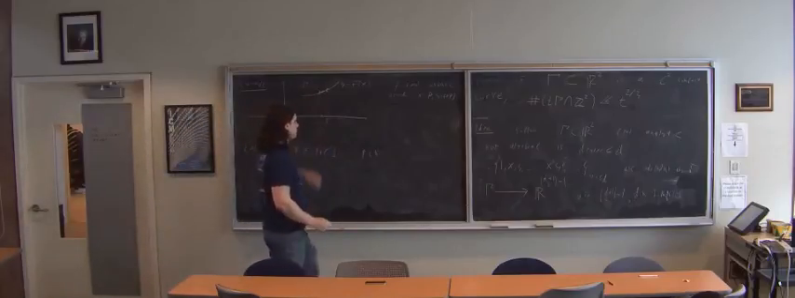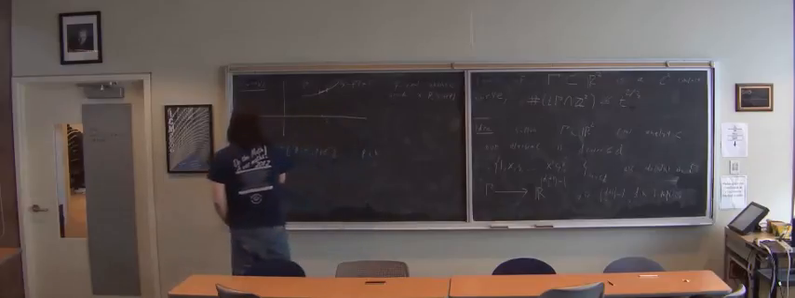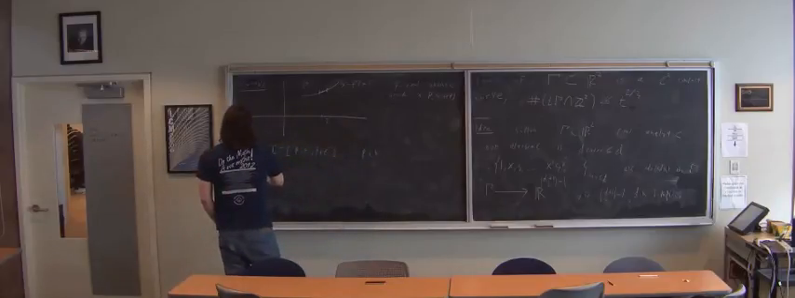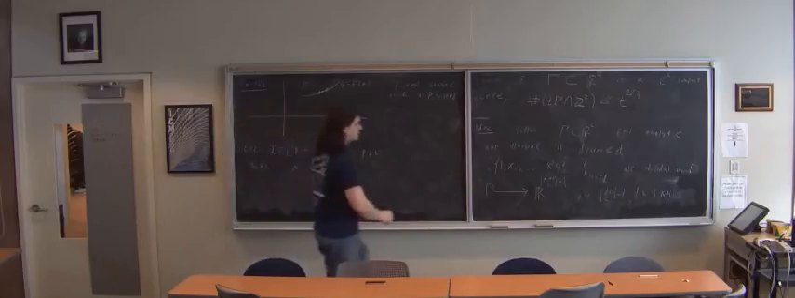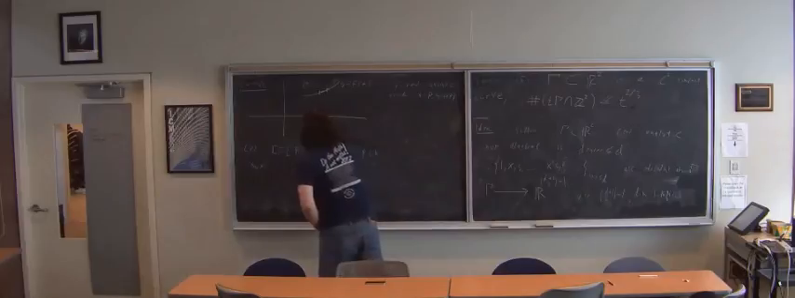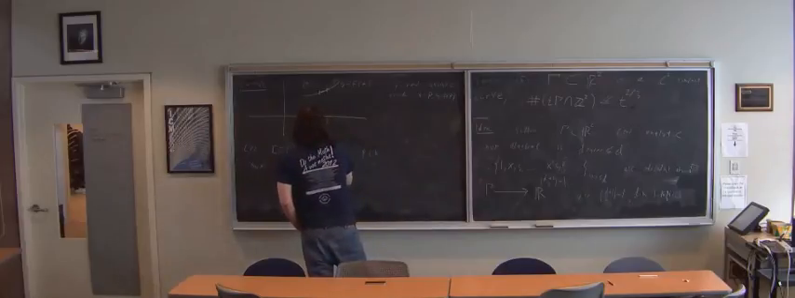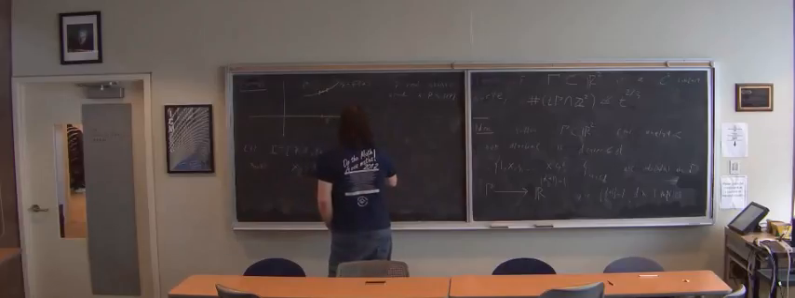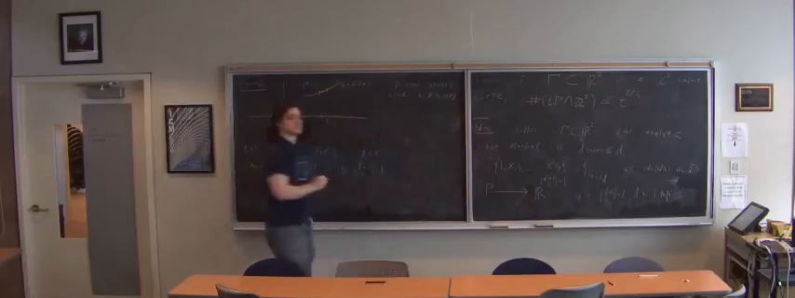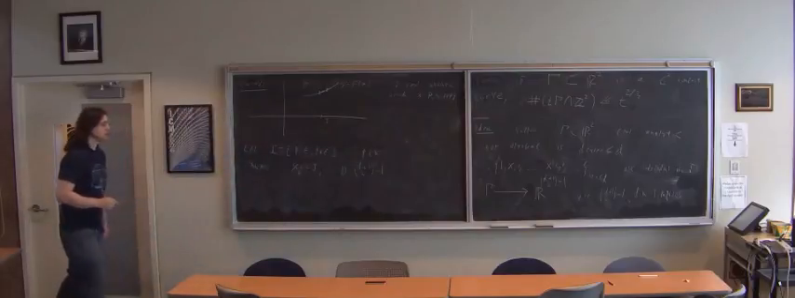Now let's pick a bunch of points in I. Pick x1, x2, up to xd in I, where d is d plus 1 choose 2 minus 1.